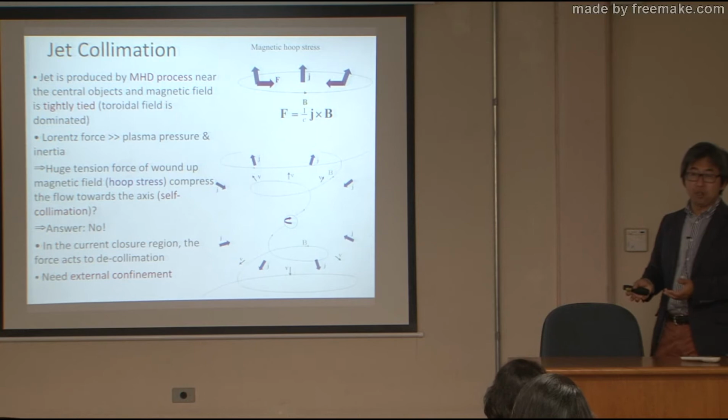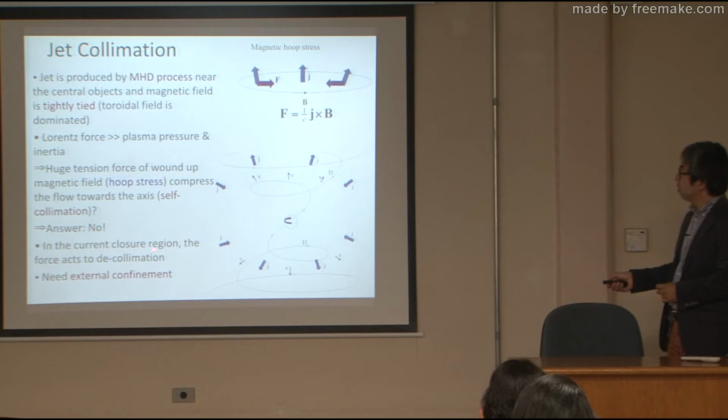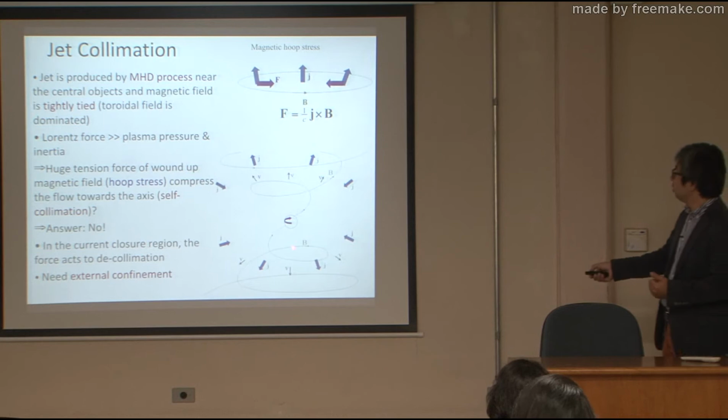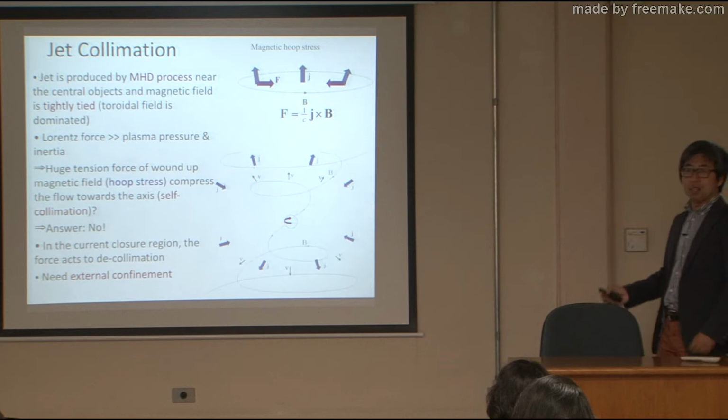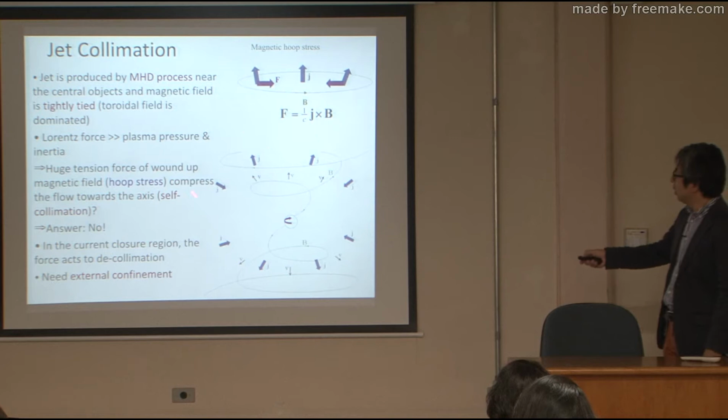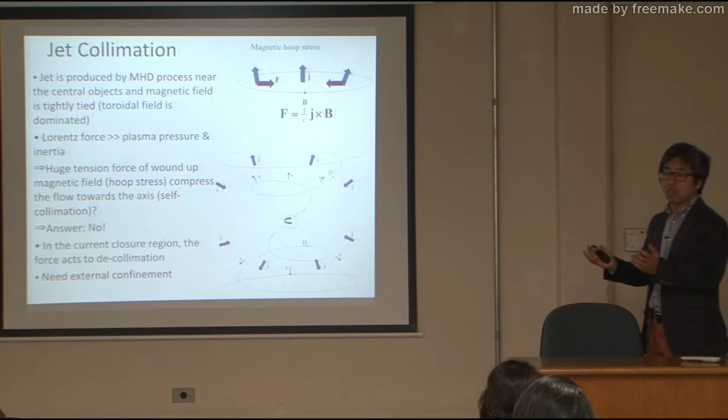Because of the current closing region, the force acts in the decollimating direction. The current flows in one direction, but in a Blandford-like process the current should close somewhere, otherwise it would only flow in one direction. If you think about the closing current, the hoop stress acts in the opposite direction, making the decollimation of the jet boundary structure.